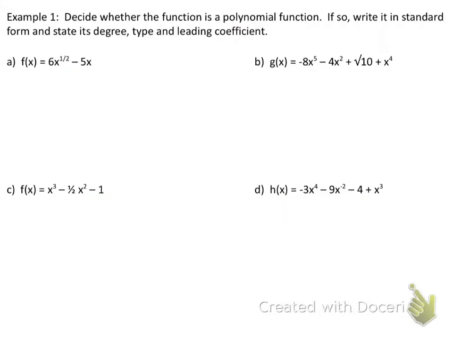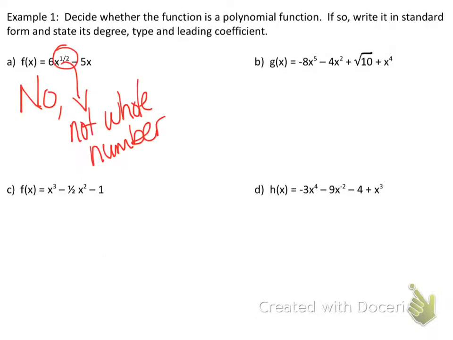Now we need to decide whether the function is a polynomial function, and if it is, we need to write it in standard form and then state its degree, type, and leading coefficient. So is this first example a polynomial? What do you think? Well, hopefully you said no. And the reason you said no is because the exponent is not a whole number. 1/2 is a fraction.